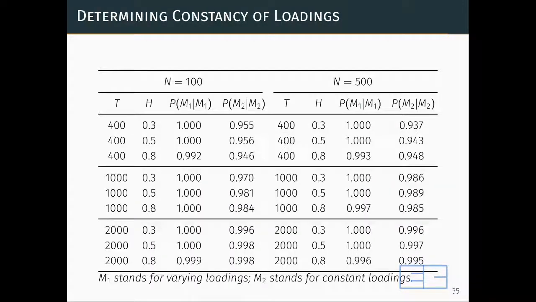Finally, in this table, we show the performance of the test of loading constancy. Here, P_m1m1 is the empirical probability that our test indicates a varying loading when the loading is truly varying, and similarly for P_m2m2. Our test can correctly distinguish around 95% of the time for a moderate T, and when T is large, the probability of success is close to 1. This shows great support to our method.